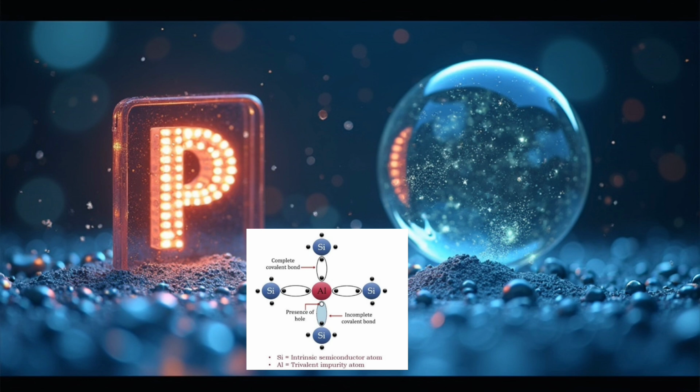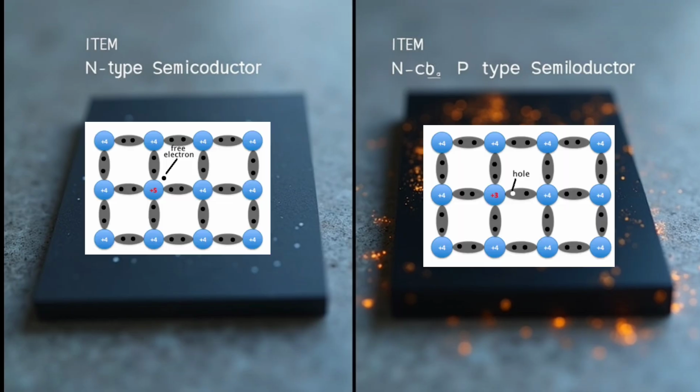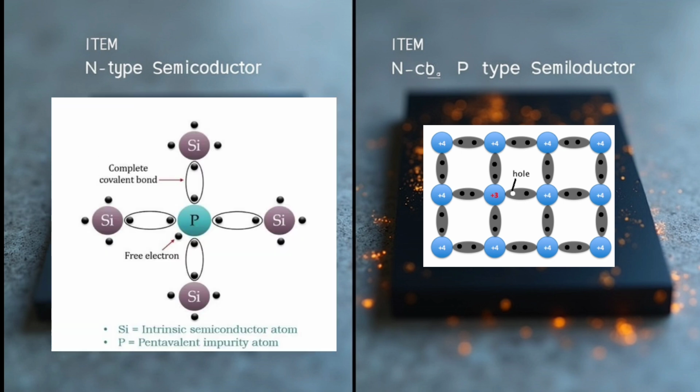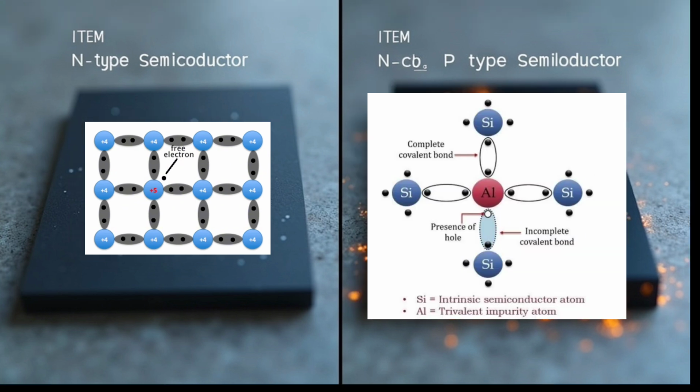Key points. It's doped with group 3 elements. Holes are created instead of free electrons. Positive charge carriers dominate. Let's quickly compare the two. N-type semiconductors are rich in electrons, doped with group 5 elements, and carry negative charges. On the other hand, P-type semiconductors are full of holes, doped with group 3 elements, and carry positive charges.